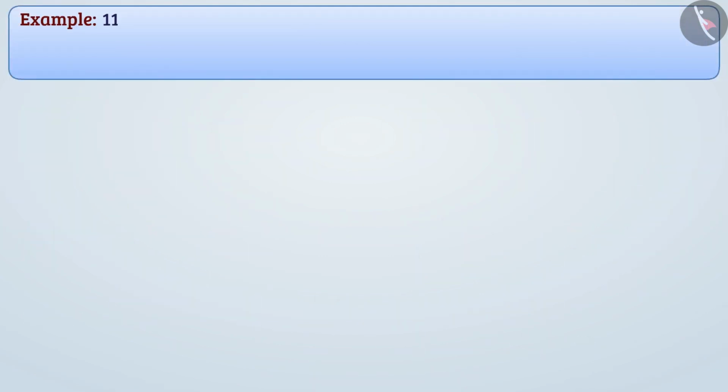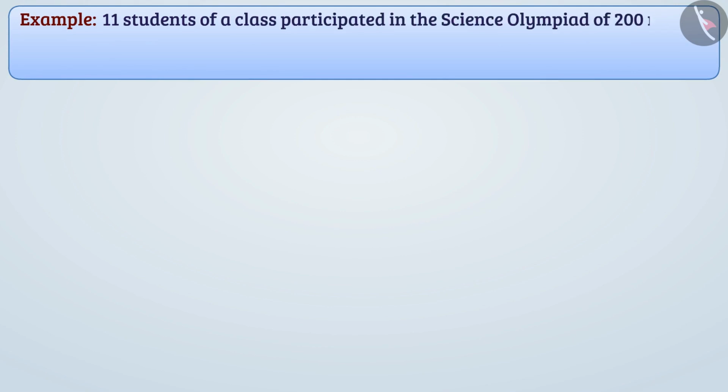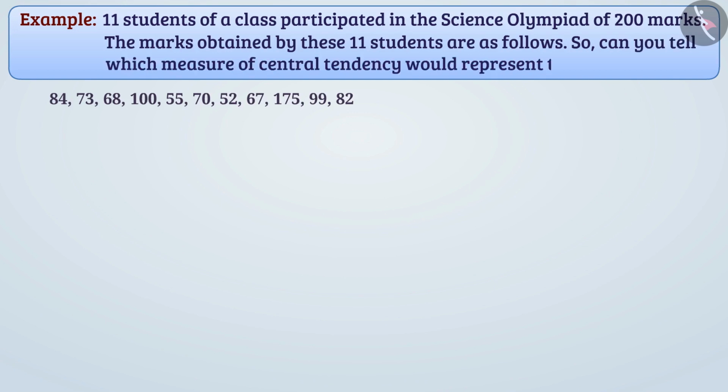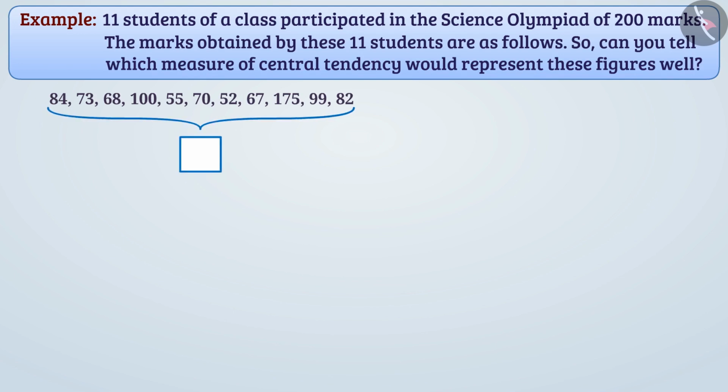Next example, 11 students of a class participated in a Science Olympiad of 200 marks. The marks obtained by these 11 students are as follows. So, can you tell which measure of central tendency would represent these figures well? A measure that represents the entire set of data with a single value is called a measure of central tendency. We know that mean, median, and mode are measurements of central tendency. To find the representative value of the data shown, we will find the value of each measure of central tendency.